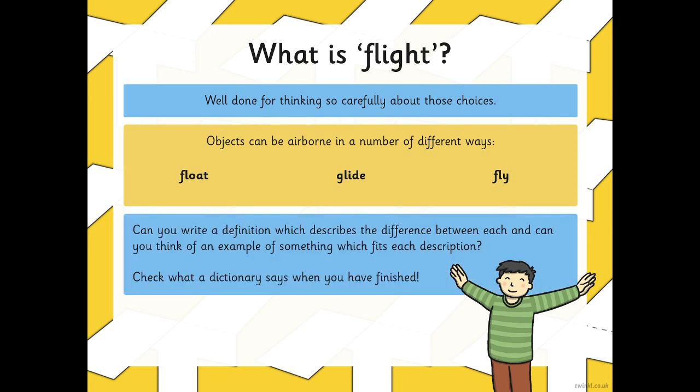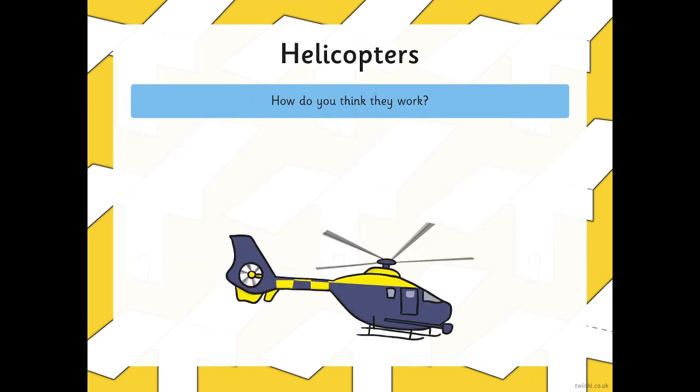You can write a definition that describes them. If you want to get your dictionary, by all means you can. But if you're not sure, if you're finding it hard to tell the difference between floating in the air and gliding in the air, by all means check a dictionary. Or I suppose you're probably in front of a computer or a tablet or a phone. You can always check on your phone.